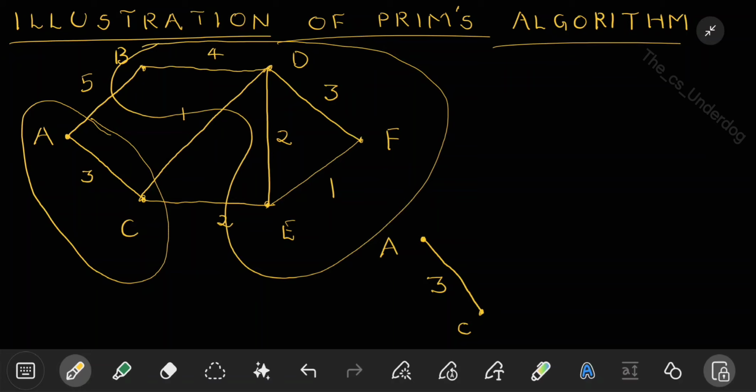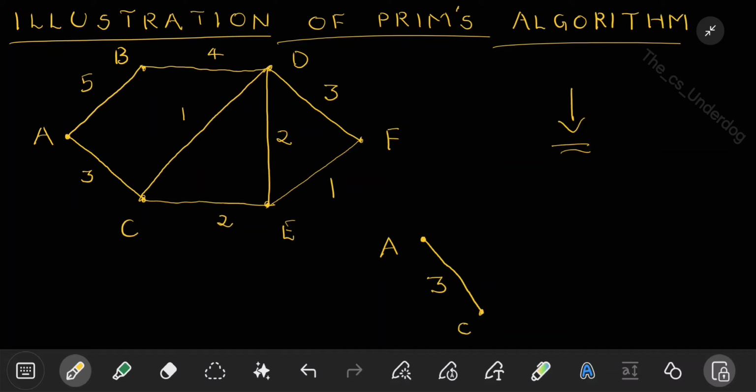I have to find the next smallest edge which is passing from the set of vertices inside MST to the set of vertices outside MST. So from A or C, whichever is the smallest edge that is going out. So which is that edge? That edge is CD here. If you see, CD is having an edge weight of 1, and that is the smallest edge which is passing from the set of vertices inside MST to the set of vertices outside MST.